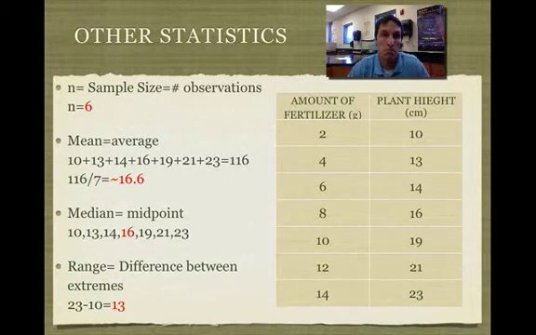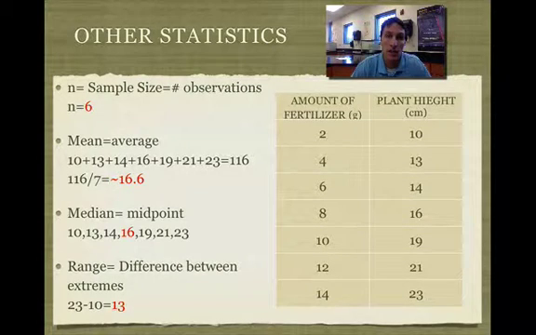The next one is mean or average. So what's the average of this data? Here I have the average plant height, and you take an average by adding up all the categories and then dividing by the number of categories. I added up all the plant heights. There's 7 measurements, so I divided that by 7. I came up with 16.6 centimeters as the average height.